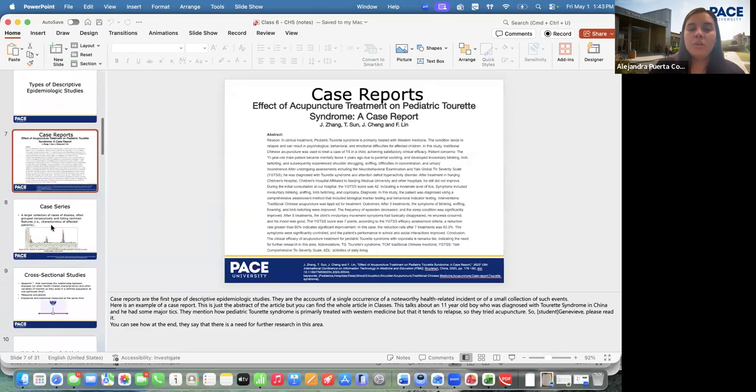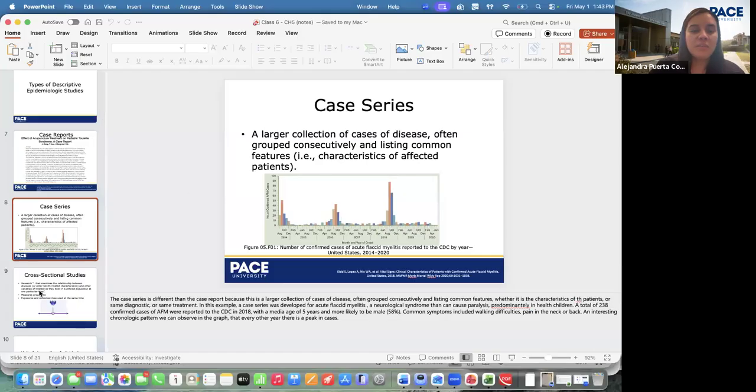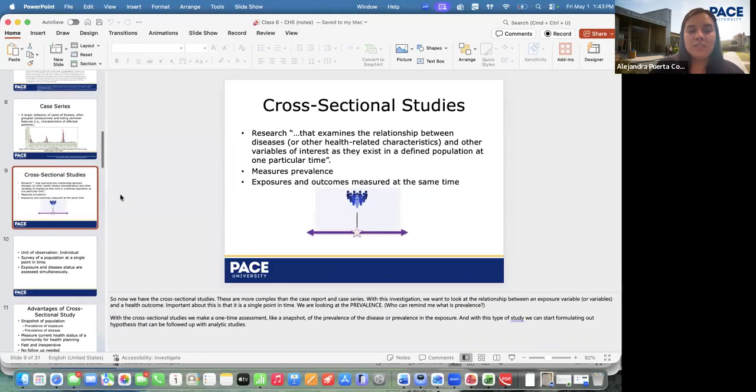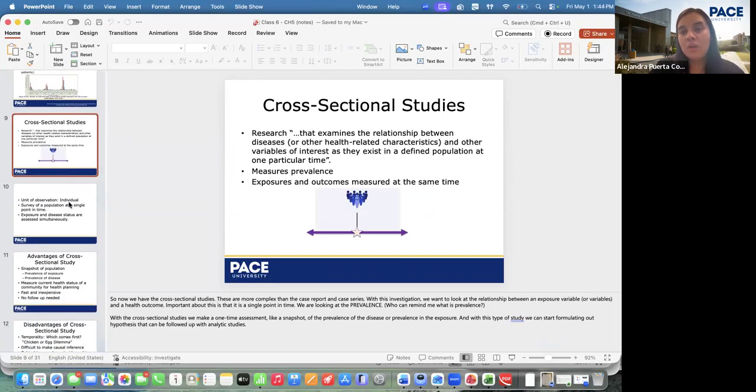Of course, we have the case report, just one, the case series, a bunch of them, and then we have the cross-sectional studies. But in cross-sectional studies, you can also do cross-sectional studies in analytical studies, right? So for a descriptive study, I would only do a prevalence. And when I'm doing an analytical study, I would do an odds ratio, right?